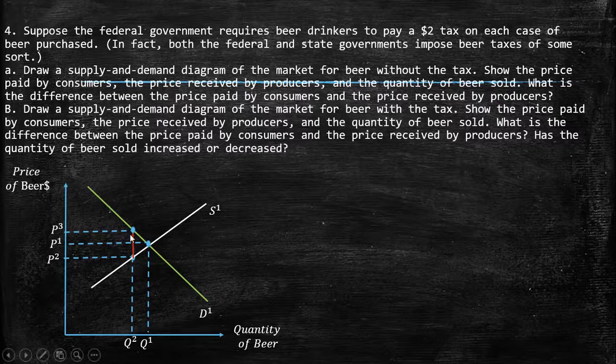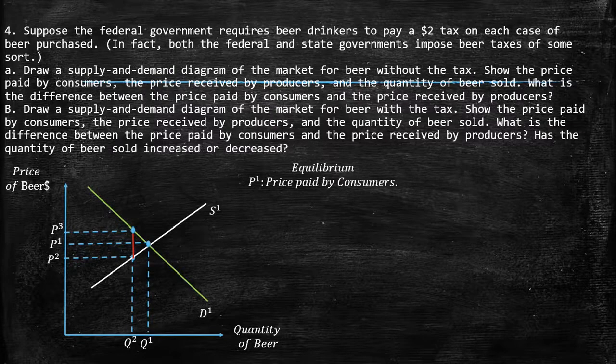Okay, so here we have the tax. We have a higher price, which is given by P3. This is the price that the consumer has to pay. So again, the price paid by consumers is going to be P3. Just for summarizing, P3 is going to be on the demand curve, the consumers.